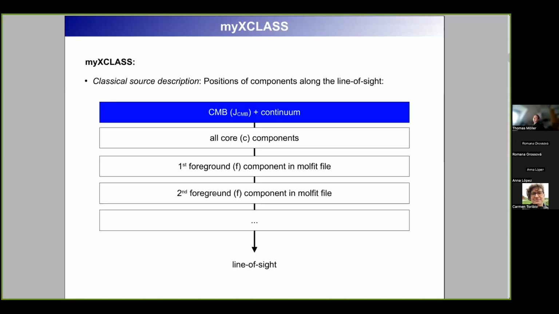XCLASS provides 2 different source descriptions. So here is the classical source description. XCLASS describes a stack of components. On the one end of the stack, close to the microwave background, we have the continuum. And then in front of this continuum, we have the core components. For example, you can interpret them as different components describing different molecules within a hot core. And in front of this core layer, you have the foreground components, describing envelopes and so on.